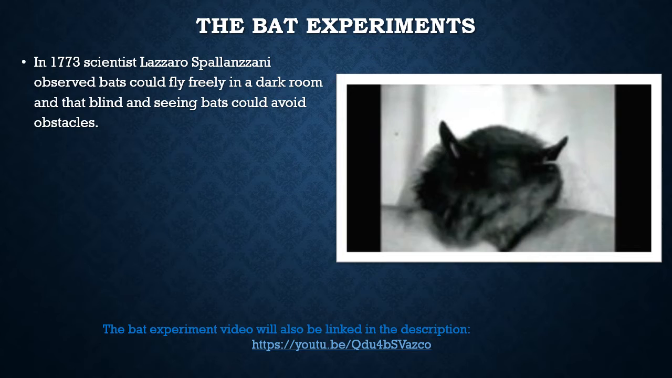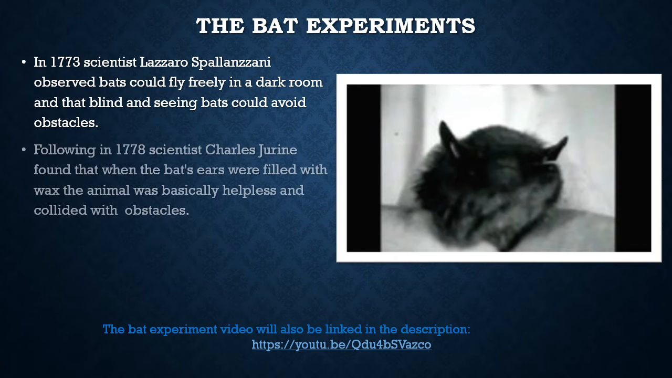Now, the basis for some of this experiment that you're going to see was actually started way back in the 1700s by a scientist whose name I'm going to mispronounce. He was an Italian scientist by the name of Lazzaro Spallanzani, I'm sure I messed it up, who observed that bats could fly about freely in a dark room, even though it was pitch black, even if they were blind, and avoid obstacles. That was the initial observation.